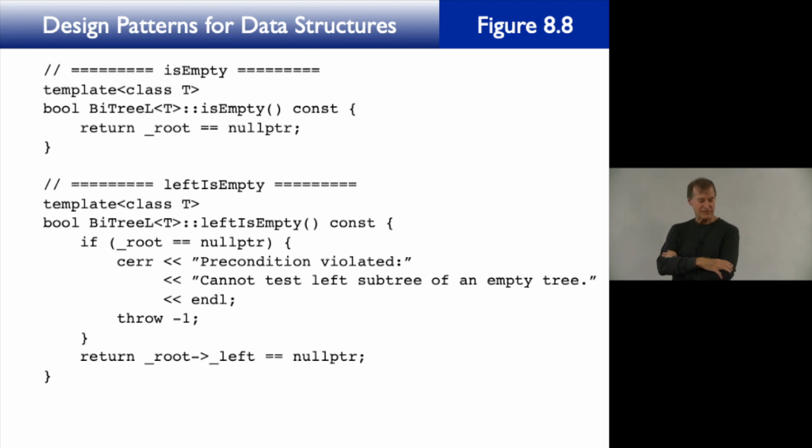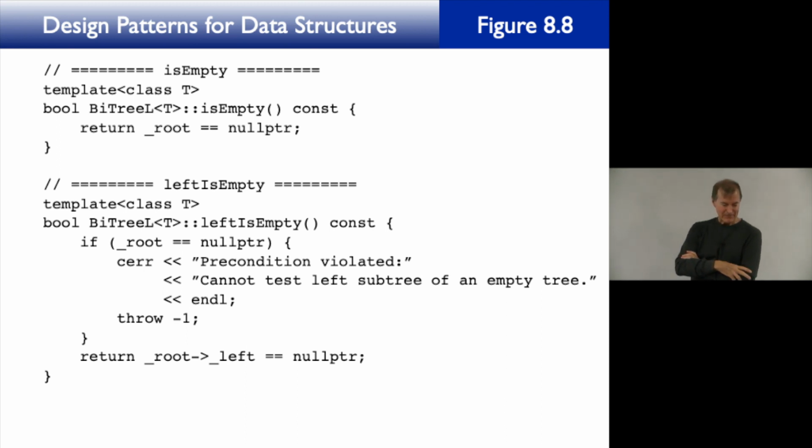Yeah? And obviously you're not going to do, what would be an amateurish way to do this? If _root == null pointer, then return true, else return false. All right? So don't do that. Slightly better, but still not as good, is return _root == null pointer ? true : false. Okay, but this is even better than that.